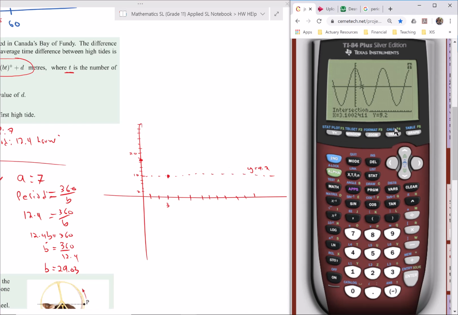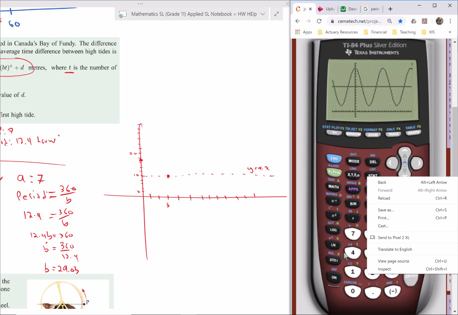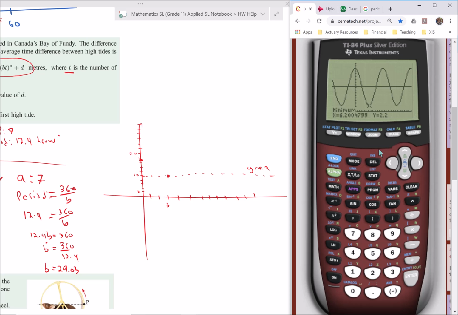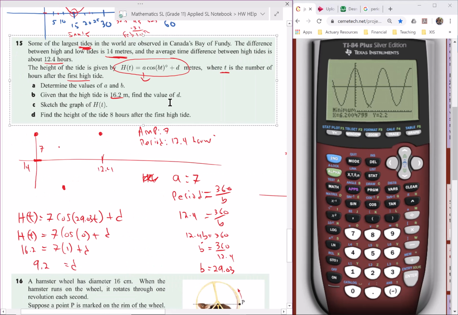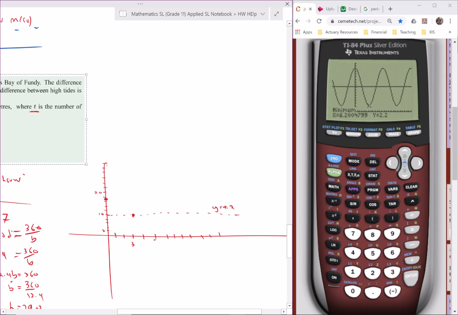So we do second, trace, minimum. You have to set a left bound, so I make sure my cursor is left of the minimum, enter. Then my cursor right of the minimum, enter, and then guess. Get kind of close if you want, enter. So we can see at 6.2, a little bit past 6, we'll have a minimum of 2.2. Right, so that point right there is 6.2, 2.2.